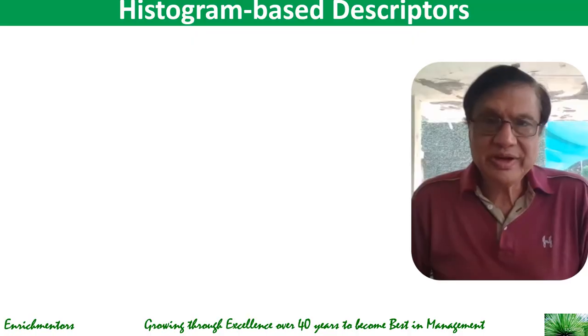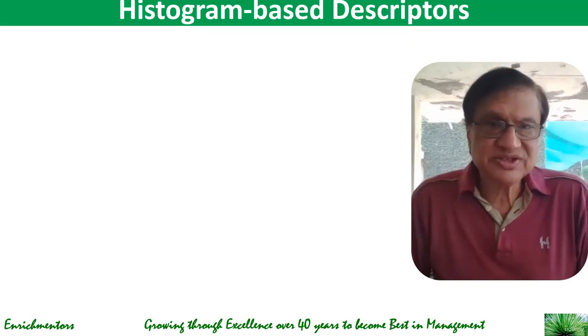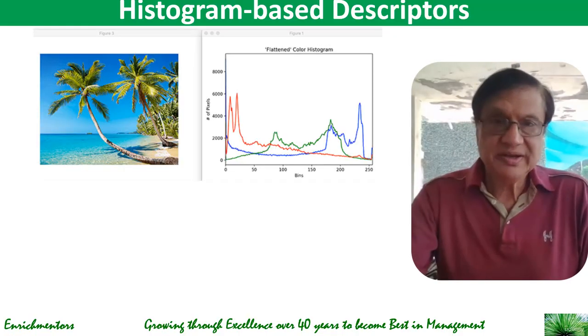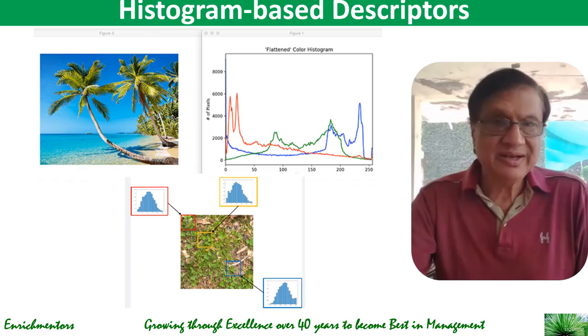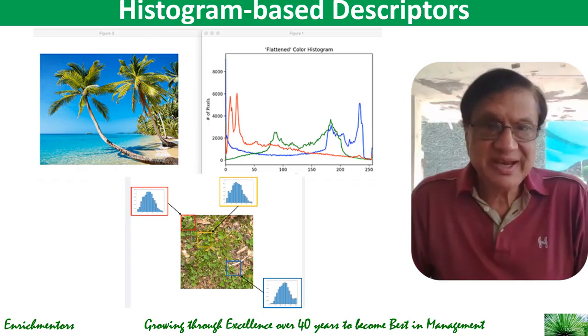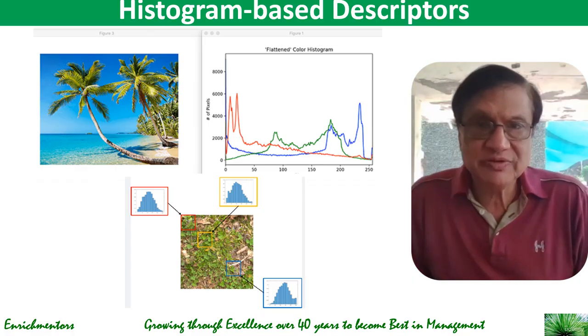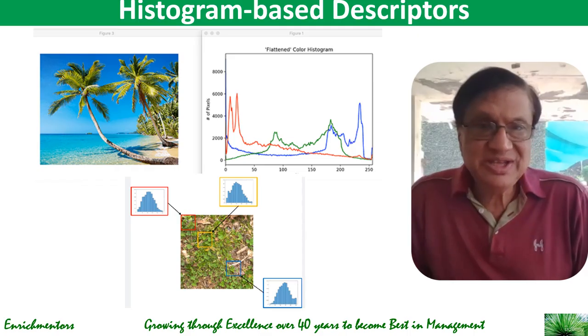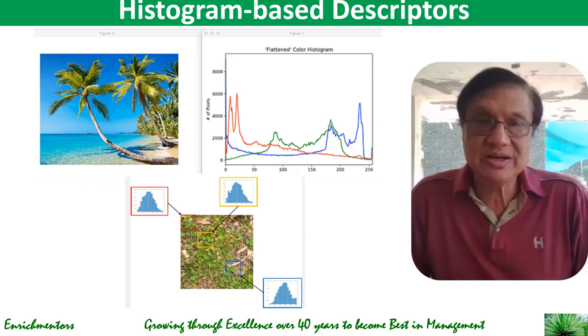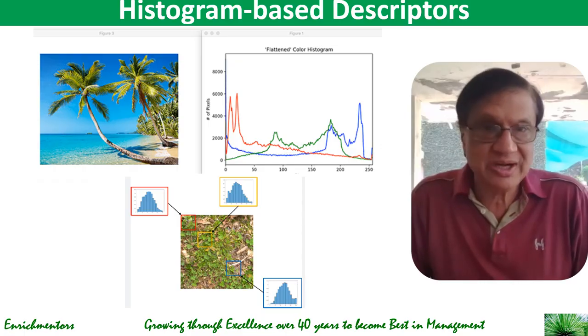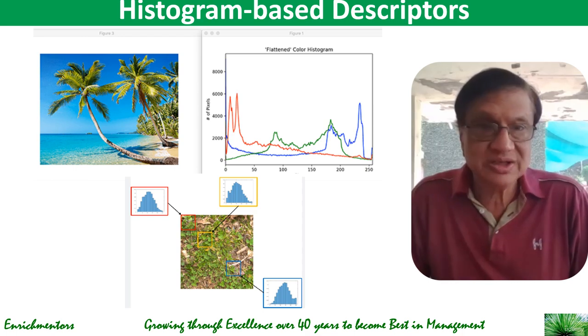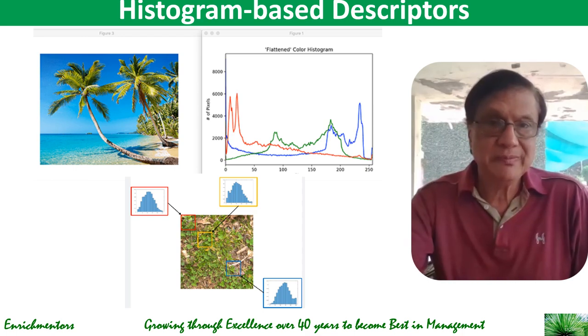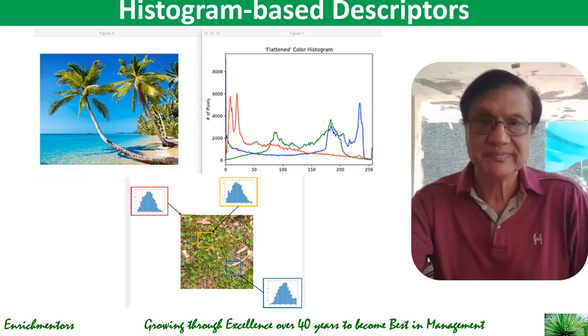Then there are histogram-based descriptors such as color histogram, texture histogram, and shape histograms. They capture the statistical distribution of the pixel values, textures, or shapes in images. And these descriptors provide compact representations of image content and are used in various image analysis tasks, including image retrieval, object recognition, and content-based image retrieval.